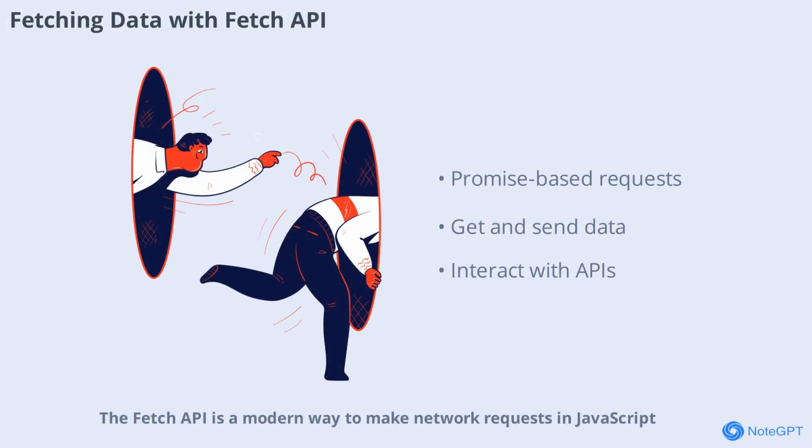Fetch API is a modern way to make network requests in JavaScript. It replaces older methods like XMLHttpRequest and provides a simpler promise-based interface. You can use Fetch to get data from servers, send data, or interact with APIs. Understanding how to use the Fetch API is essential for building dynamic, data-driven web applications. We'll walk through examples of fetching and handling data using Fetch.